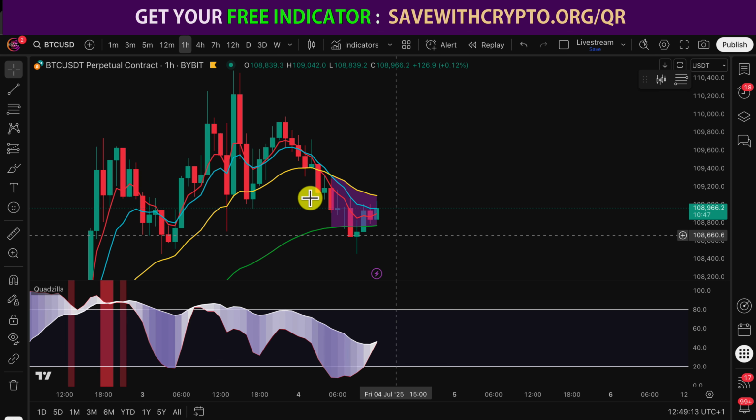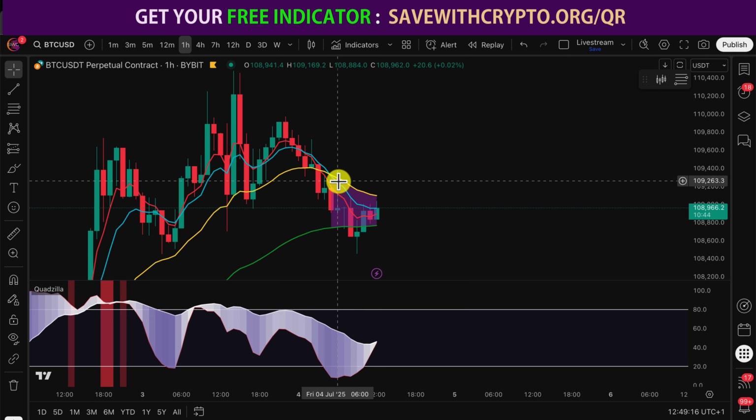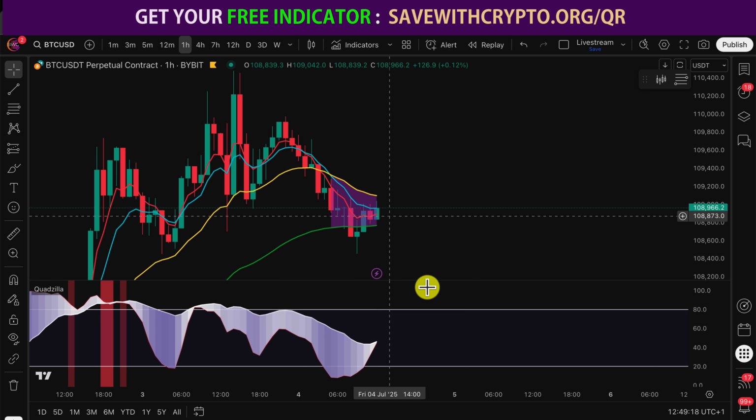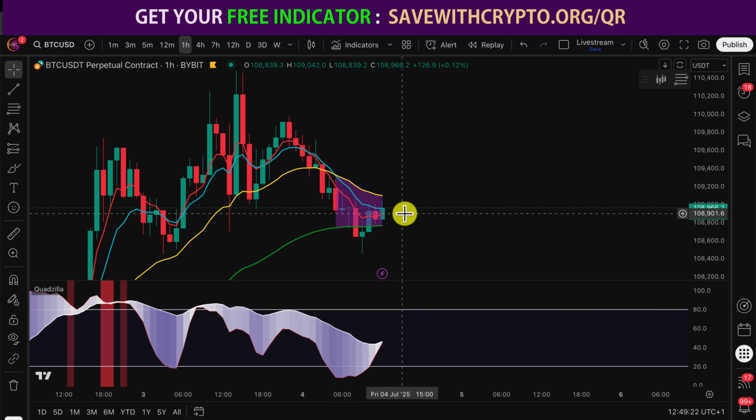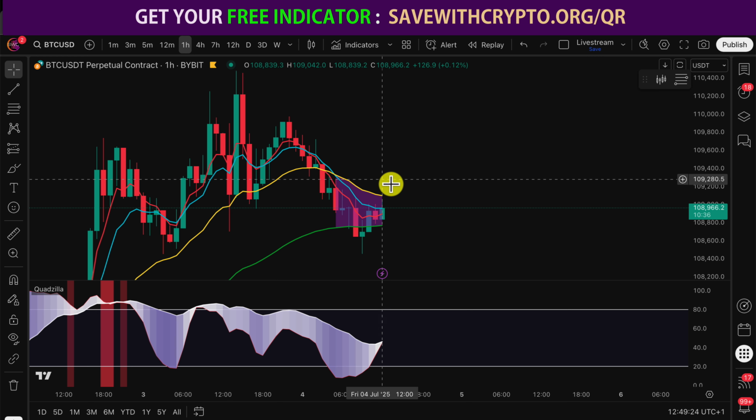But this is why I like having the red 5 and the cyan 9 on, because you can see they're starting to turn up now, and what you want to see is the red cross the cyan. That will be positive. Then hopefully they'll get above the yellow and we're off to the races. That's the plan.